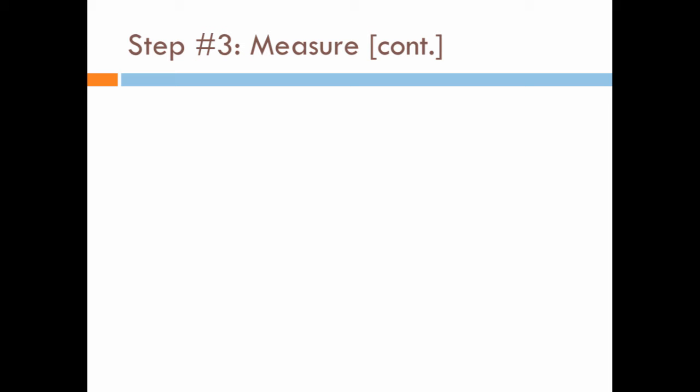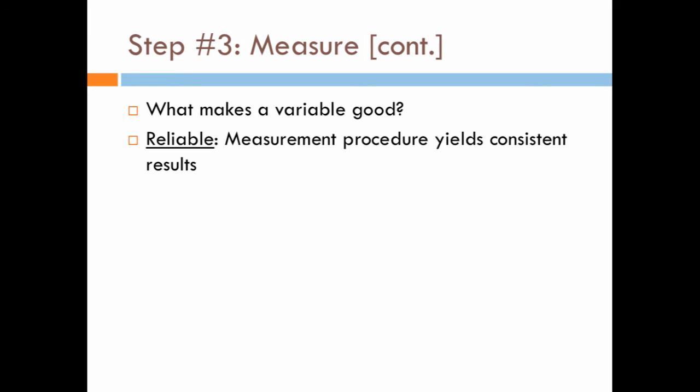There are a few more things we need to consider before we put step 3 of the research process to bed. We've got to figure out how to evaluate our variables. There are 2 key concepts we use to determine whether a variable is a good one: reliability and validity. A reliable variable means that the measurement procedure yields consistent results. Like, say, if you step on a scale, step off, and step back on, if you get the same value over and over again, it's reliable.